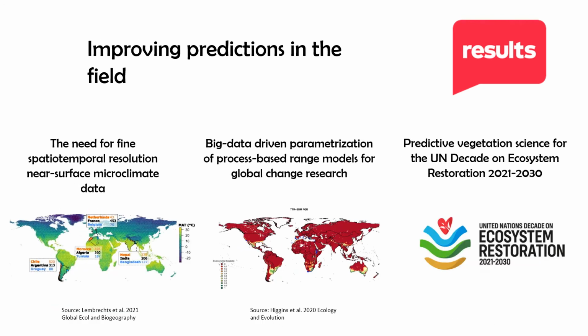In terms of improving predictions in the field, one topic that came out was the need for finer spatial-temporal resolution of near-surface microclimatic data. This is very needed for more accurate modeling. Also, to move away from correlative species distribution modeling, and given the amount of big data that we have now, that would allow us a better parameterization of process-based range models for global change research.